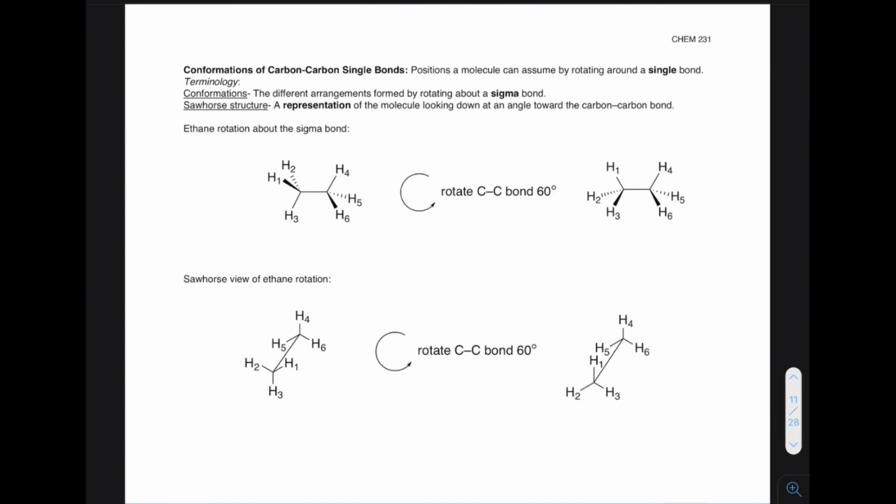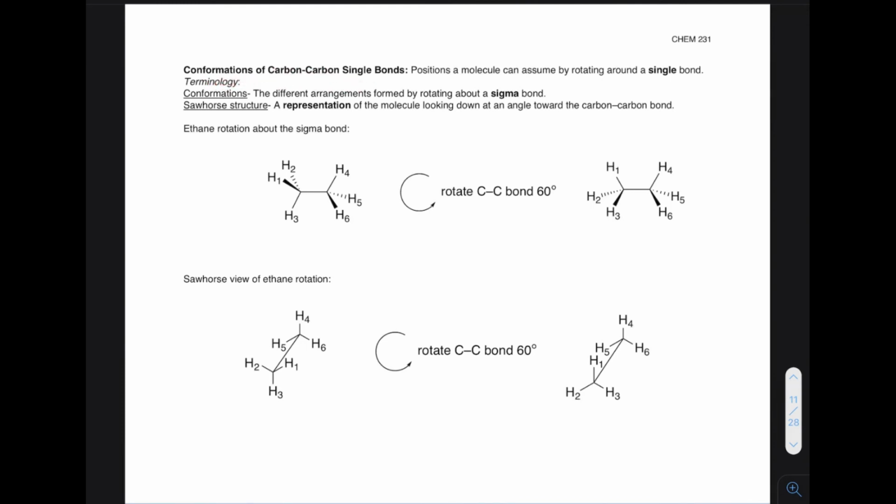Hey everyone, so now we're going to be talking about conformations of carbon-carbon single bonds. There's a pretty big jump from naming carbon compounds, and this is where we're going to start thinking about compounds in a different way, from a 3D spatial standpoint.